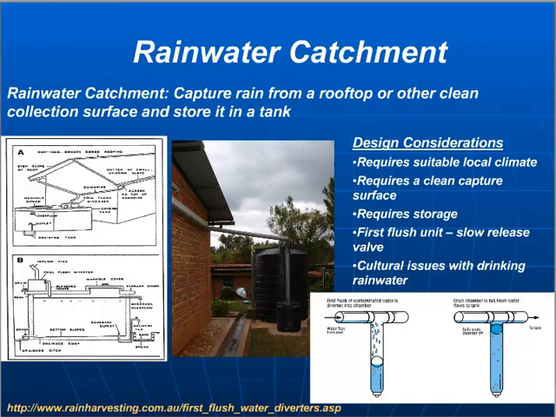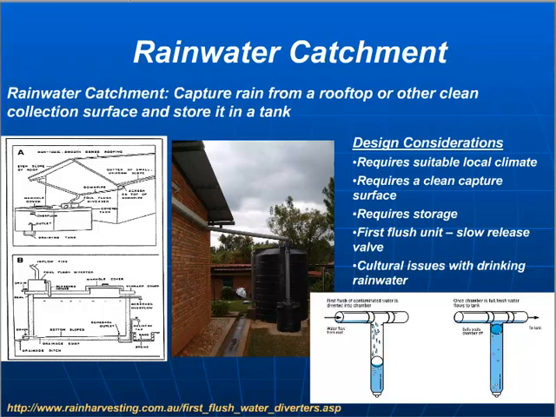You need the clean capture surface. So not only does the surface have to be of a material that's impermeable to collect the water, but it also needs to be something that can be kept clean. Storage is always required for it to be of any use. The first flush unit is something that I don't know if I've ever seen a rainwater catchment system design that didn't have a first flush unit, and that's really just an attempt to improve the water quality, because the most contaminated water from a rainwater catchment system is the rain that happens just at the start of the rain event.